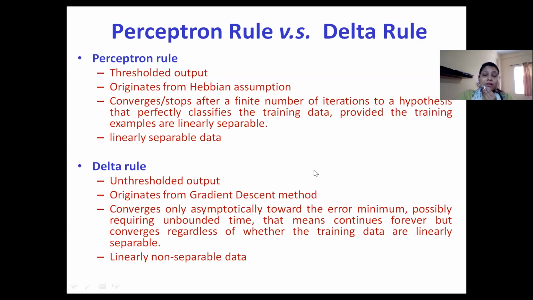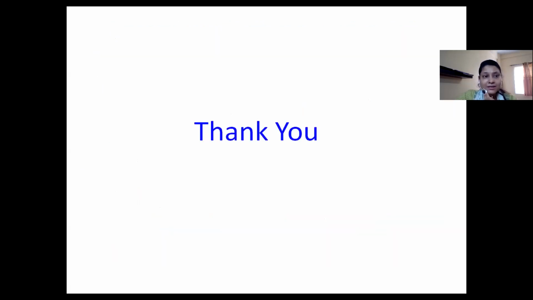So these are all the differences what we have in case of perceptron rule and delta rule. And this is all about today's class. So thank you.